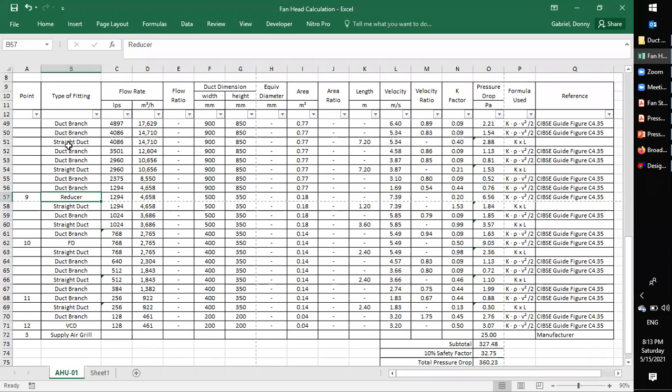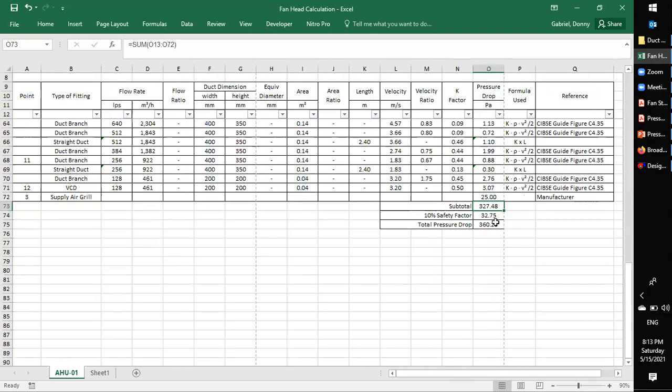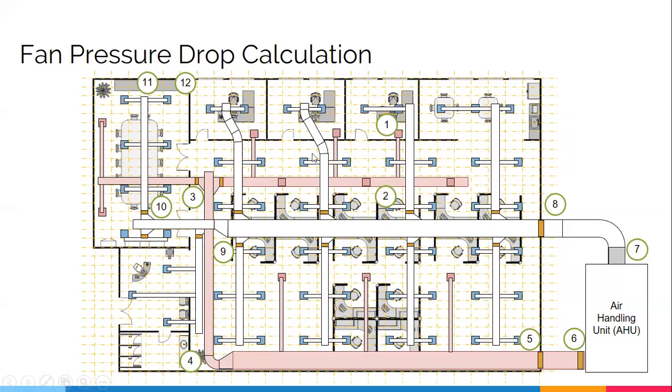And as you continue on each item and each duct accessory, you will be able to completely calculate the pressure drop for the system. The summation of all those will lead you to a total of about 327 times a 10% safety factor, about 360. Which means this layout, from this point going to your AHU and from the AHU going to the farthest point, number 12, is about 360 Pascal.